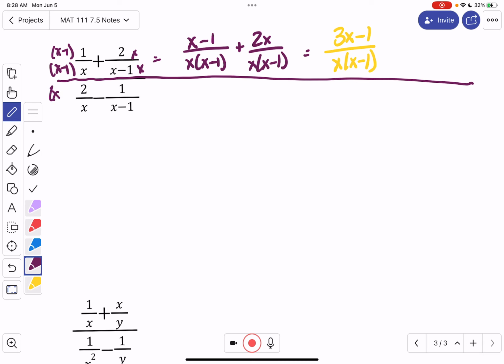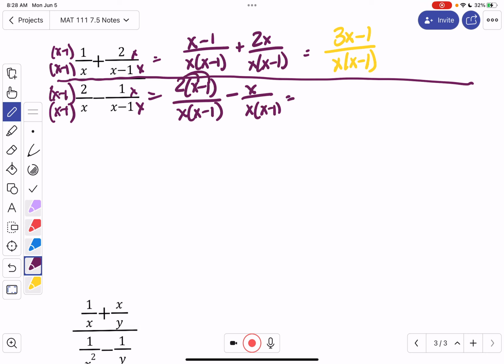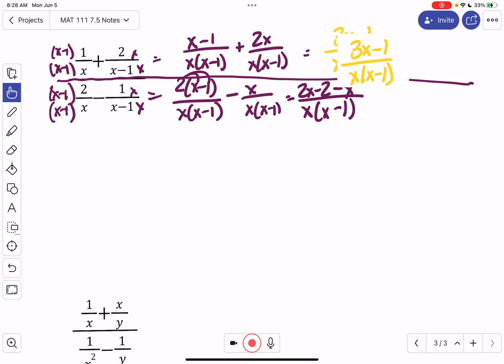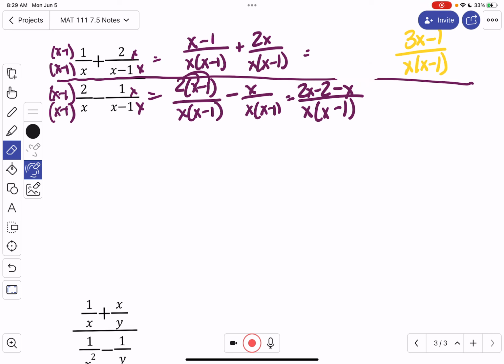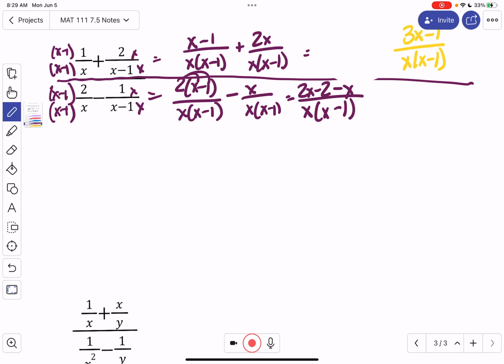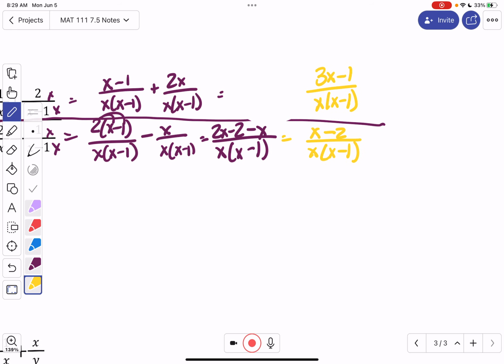Do the same thing on the bottom. Multiply by x minus 1. So we get 2 times x minus 1 on the top. And then multiply this one by x. So minus x. Both of these are going to be over x times x minus 1. On here, we need to distribute. So 2x minus 2 minus x over x times x minus 1. Let's see. I'm just going to slide this a little further. There we go. And now if I combine like terms, 2x minus x is x. So we have x minus 2 over x times x minus 1.